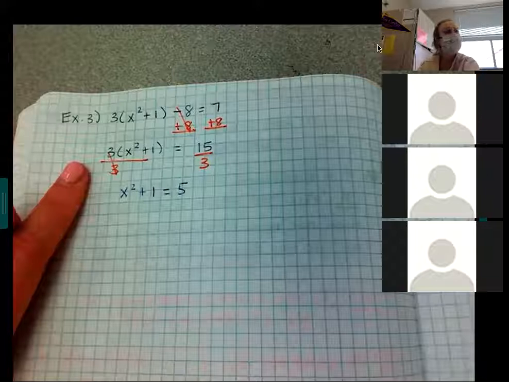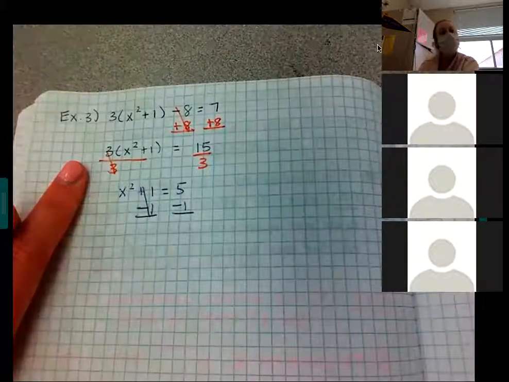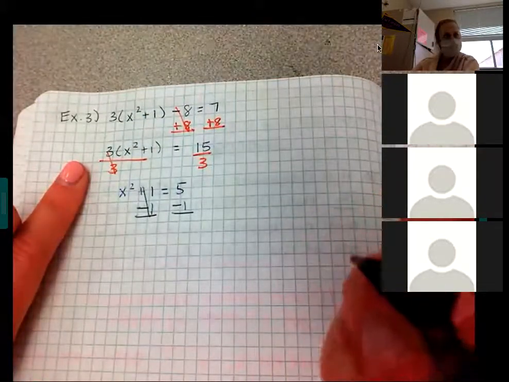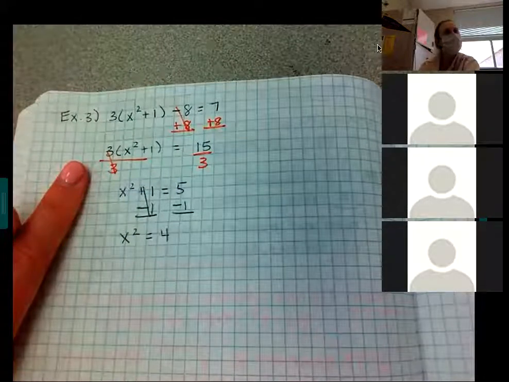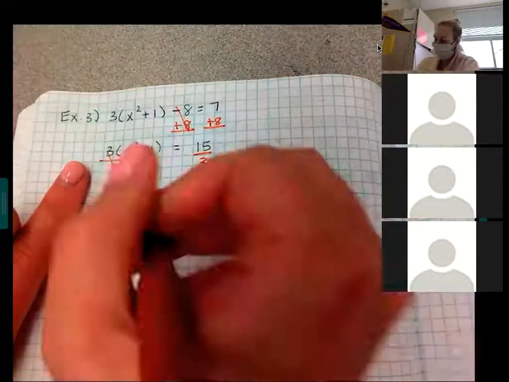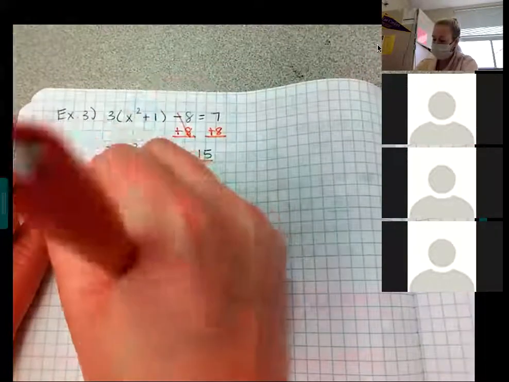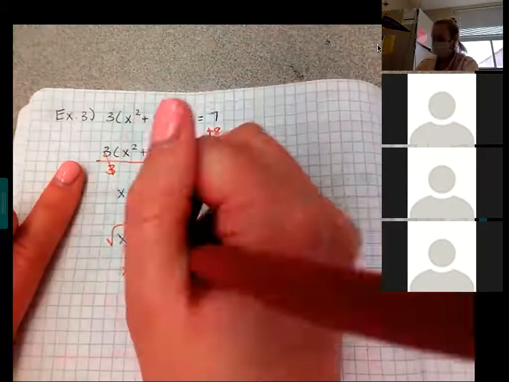Can we take the square root yet? Pay attention. Can we take the square root yet? What do we got to do, Jaden? Subtract 1. You're killing the game. Good job. Subtract 1. What's 5 minus 1? X squared equals 4. Hello? X squared equals 4. How do you get x by itself? Square root. And I gave you kind of a nice one. What's the square root of 4? 2. What kind of 2s? Plus or minus. Good job.